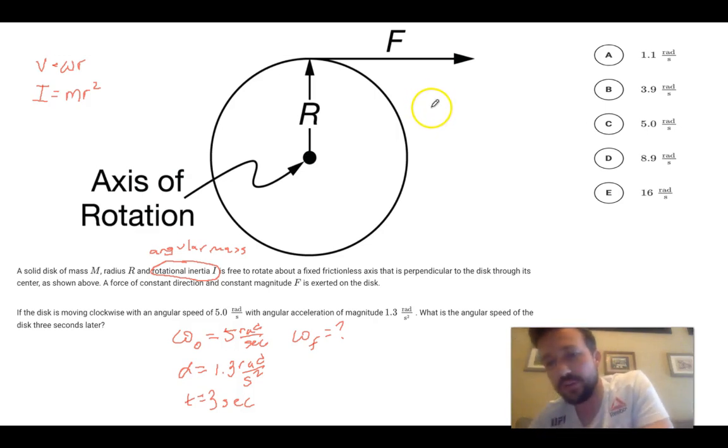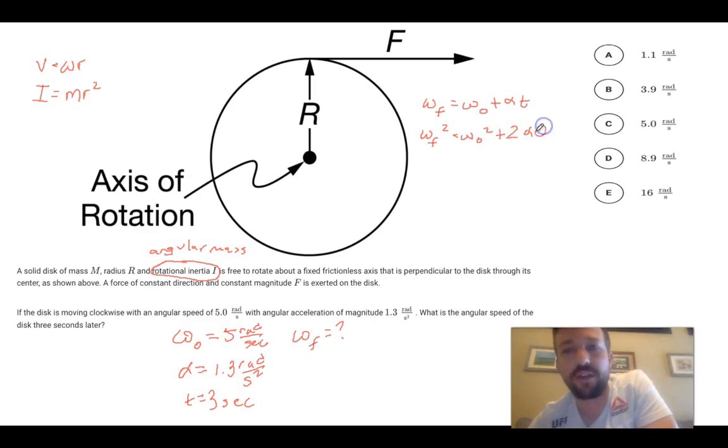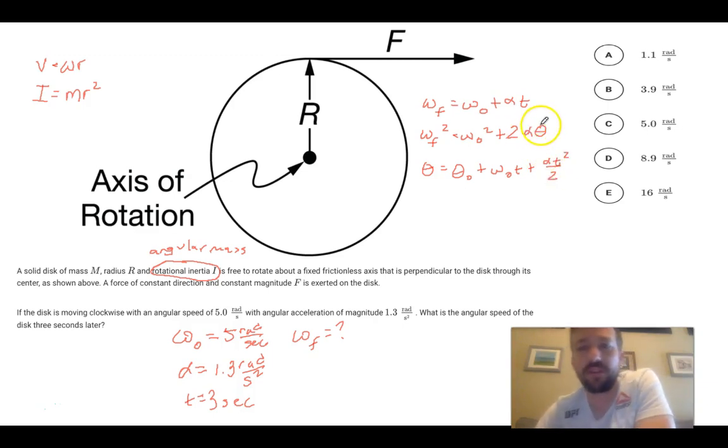I hope you had written down those 3 formulas. I'll write them down real quick. We got omega f equals omega naught plus alpha t. We got omega f squared equals omega naught squared plus 2 alpha theta. And then we got theta is equal to the initial theta plus omega naught t plus alpha t squared over 2. I wrote a couple of them differently. This one on the previous slide was written as theta f minus theta initial, and this one was written as a half alpha t squared. This is how I write all 3 of them.